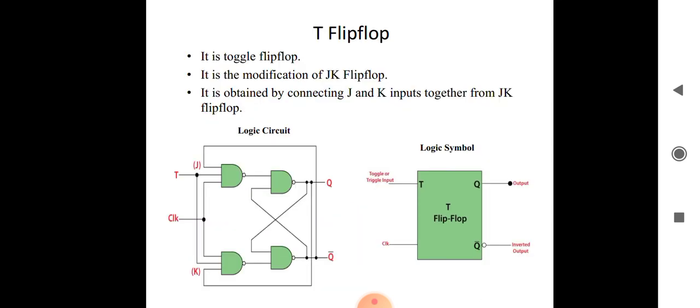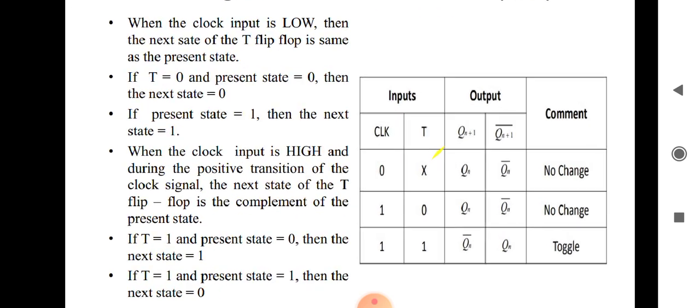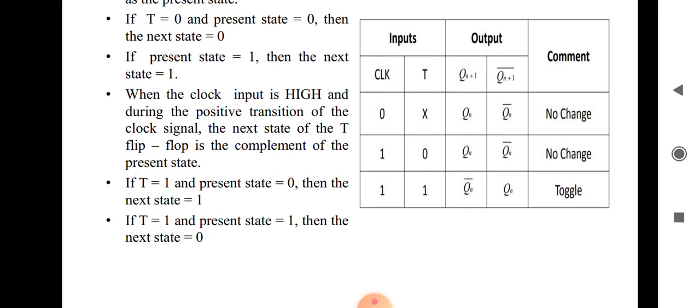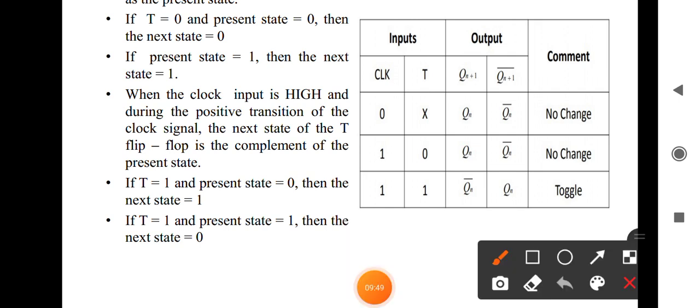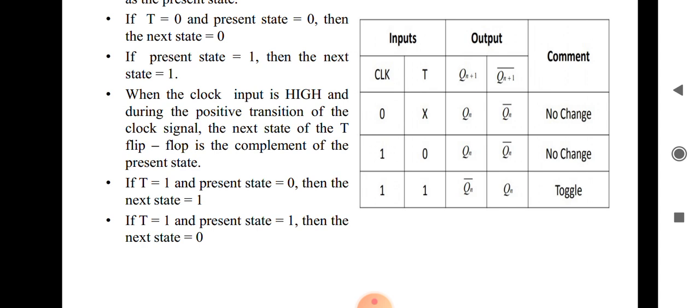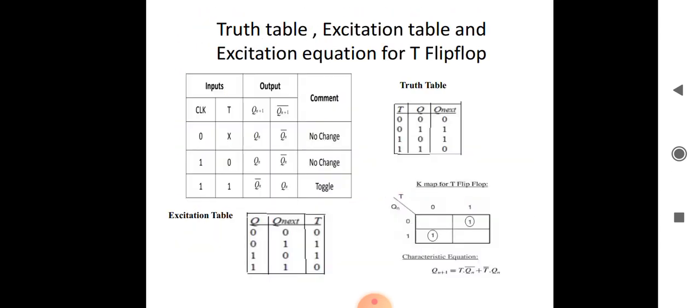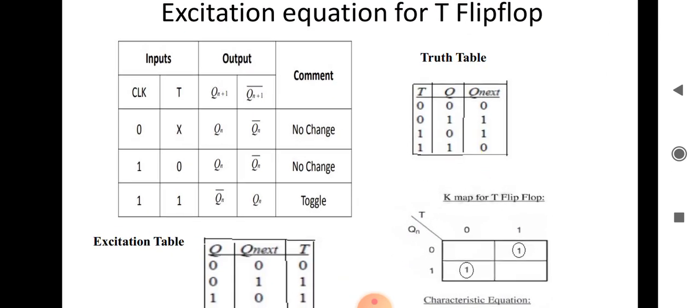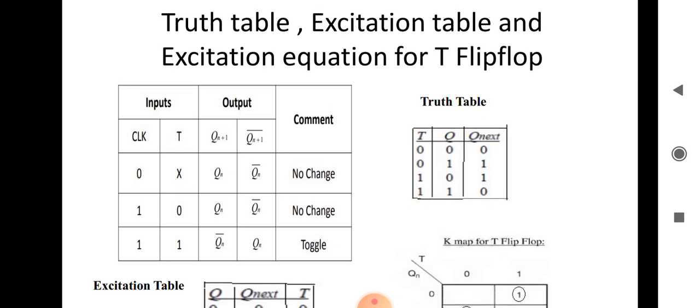Say if t is equal to 1, the present state will be equal to 0 and the next state will be equal to 1. And if t is equal to 1, the present state will be equal to 1 and the next state will be equal to 0. So like this we can understand the T flip flop. So now we need to understand about the excitation table of the T flip flop.